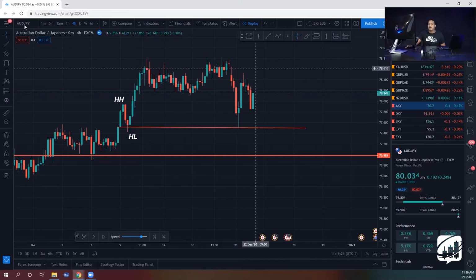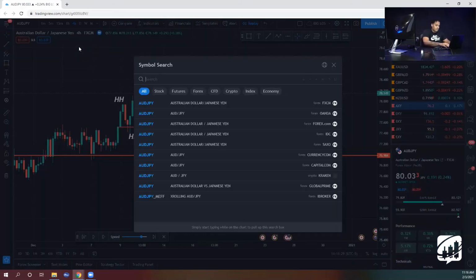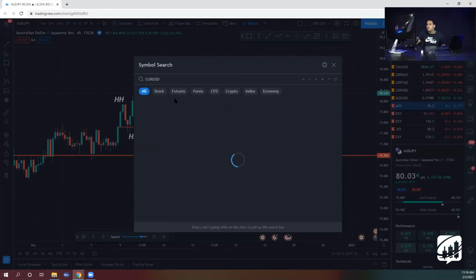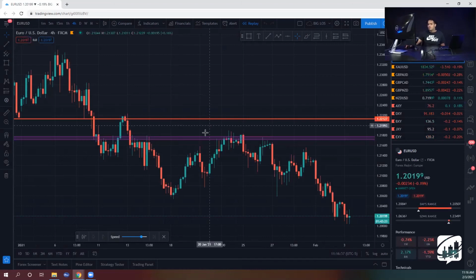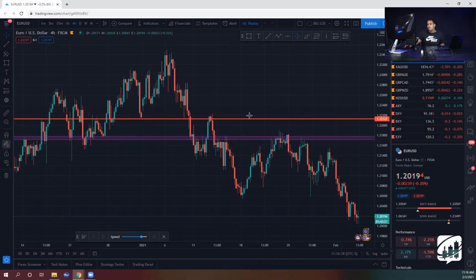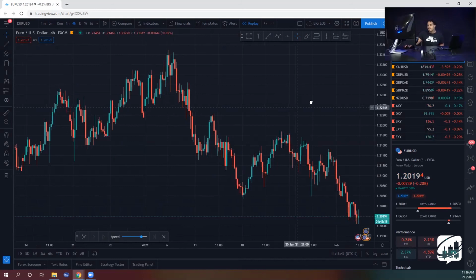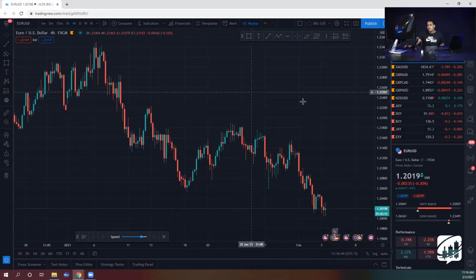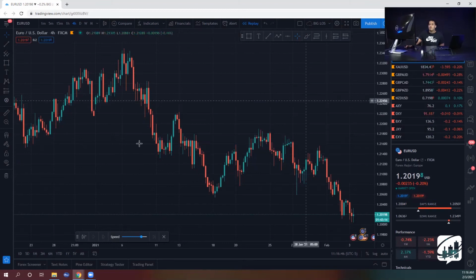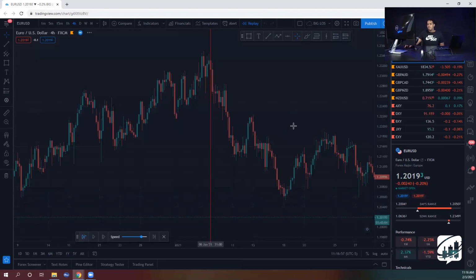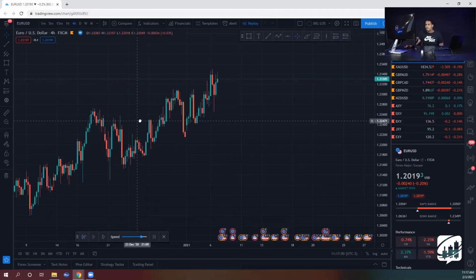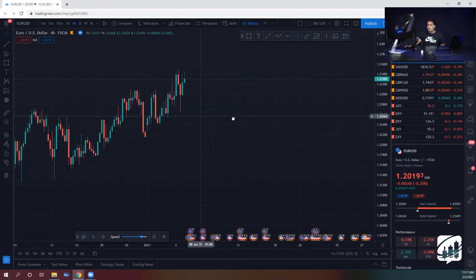Okay, so now we're gonna look at a downtrend. Okay, we're gonna look at Euro USD. Okay, on Euro USD, we can see we're clearly on a downtrend as we speak. Okay, but I want you guys to see the break and retest of the higher low.